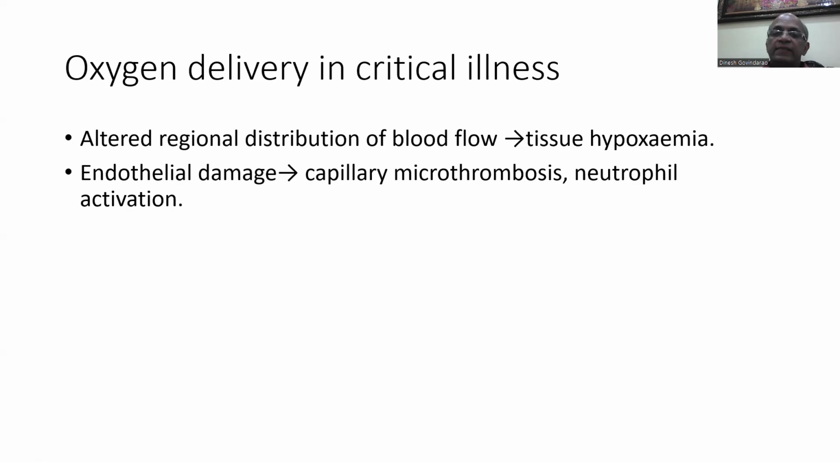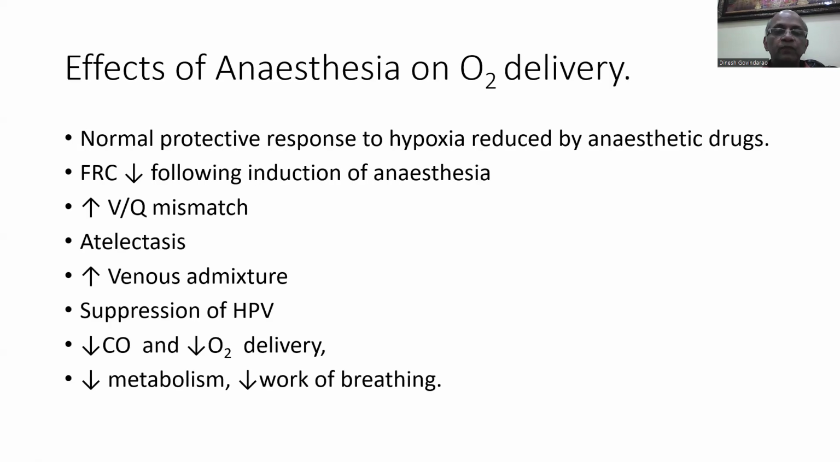In critical illness, the oxygen delivery is affected and tissue hypoxemia occurs mainly because of the altered regional distribution of the blood flow. The endothelial damage, microthrombosis of the capillaries, neutrophil activation and the inflammatory response also affect the oxygen delivery and the intake of oxygen.